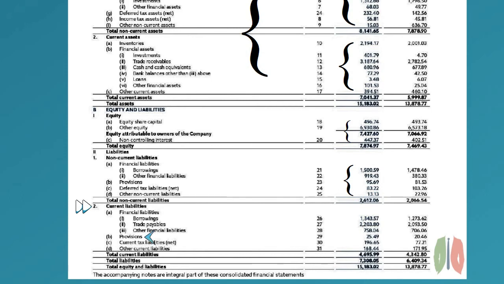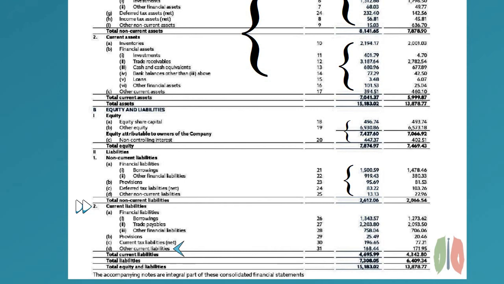Next, provisions, which is gratuity and termination benefits and leave compensation. We have seen the provisions in the non-current part also. So here again in the current liabilities part, both are the same, but that is meant for the long term and this is meant for the short term. Next, current tax liabilities. This is the current tax that should be paid in this year or paid in the previous year. Next, other current liabilities.